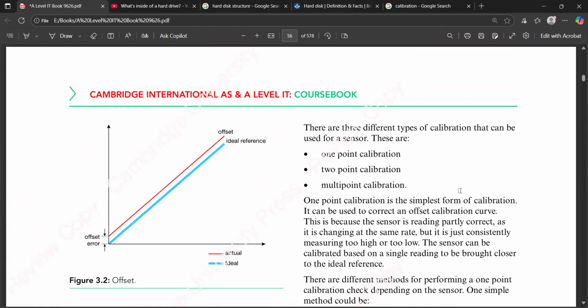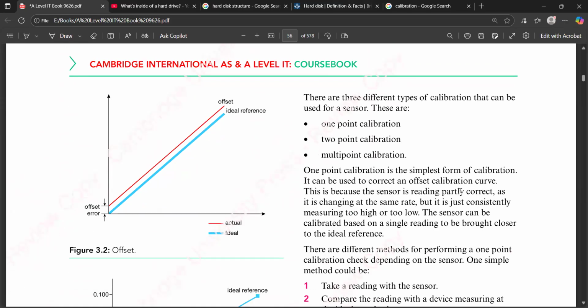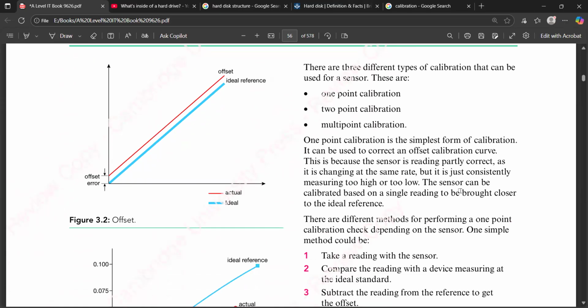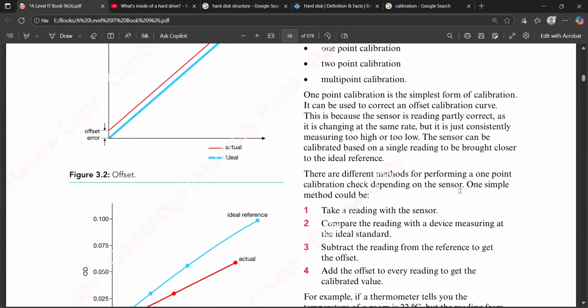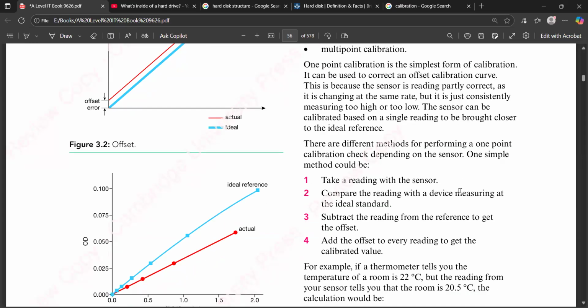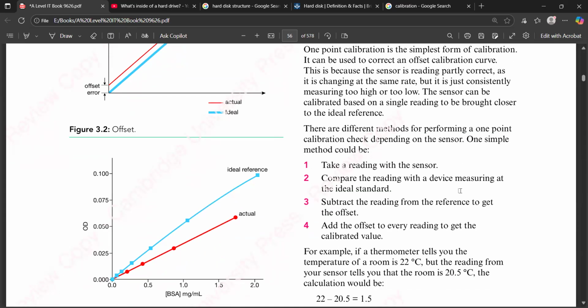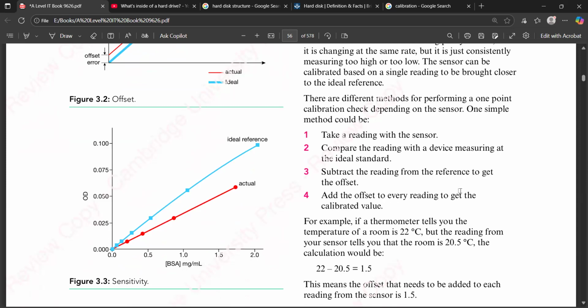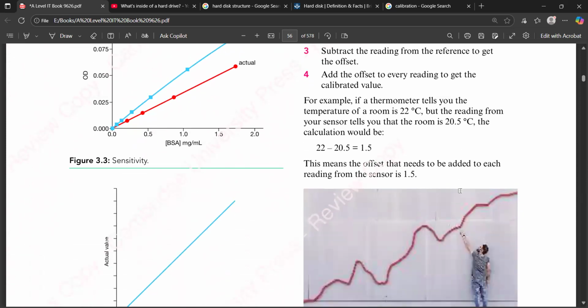There are three different types of calibration that you can use for a sensor: 1 point calibration, 2 point, and multiple point. 1 point calibration is the simplest form of calibration. It can be used to correct an offset calibration curve, because the sensor is changing at the same rate but consistently measures too high or too low, so it can be calibrated based on a single reading. One simple method is to take a reading with a sensor, compare it with the measuring device, subtract to get the offset value, and add it to calibrate the value.